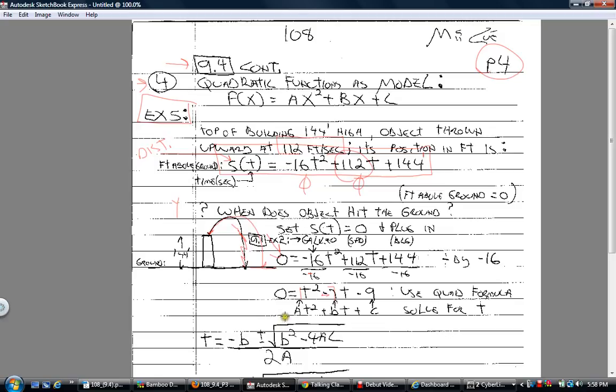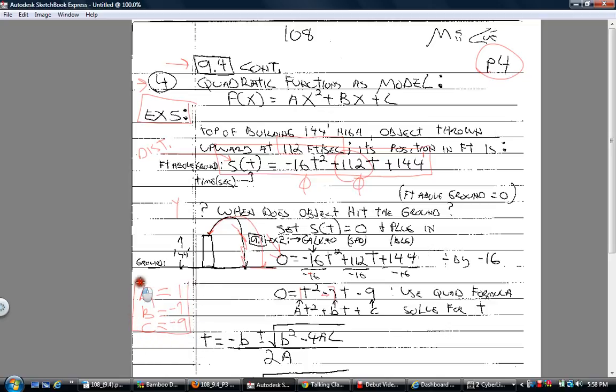Okay, so that makes your problem a whole lot easier. Could you do this with the original coefficients in here? Yes, but the numbers will get huge. I recommend you divide by the GCF. Make it easier on yourself. Now that you've done that, look at your A, look at your B, look at your C. I still like to write those values out. A is 1, B is negative 7, C is negative 9.